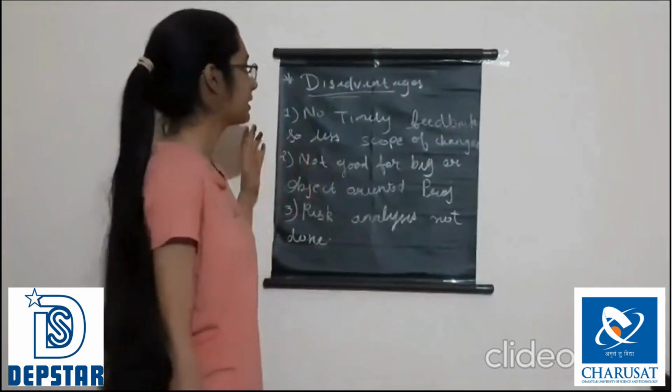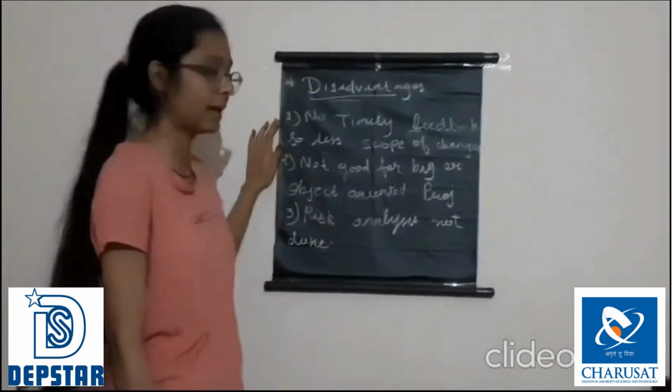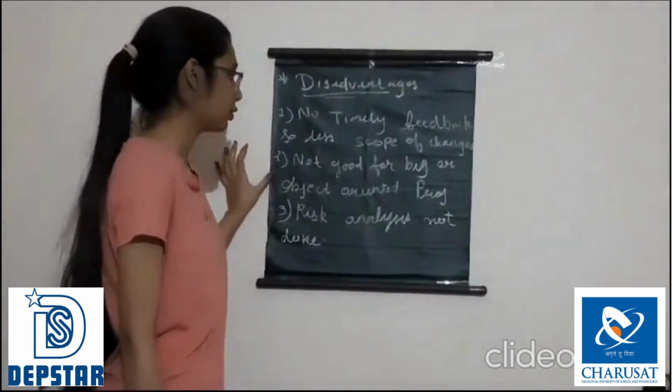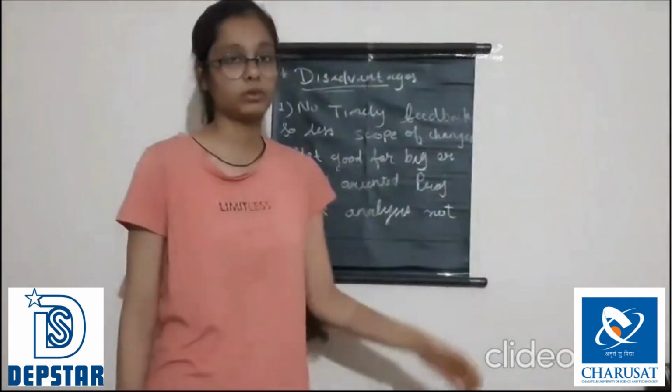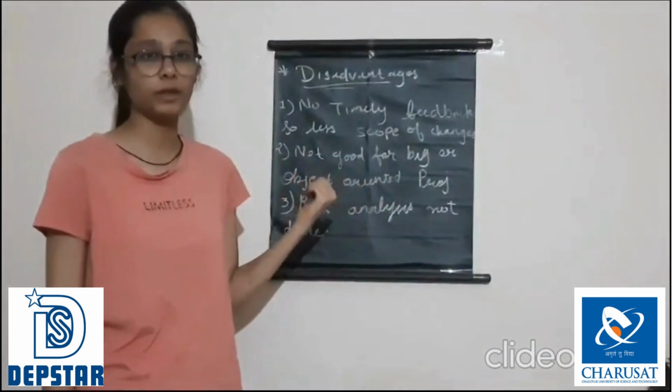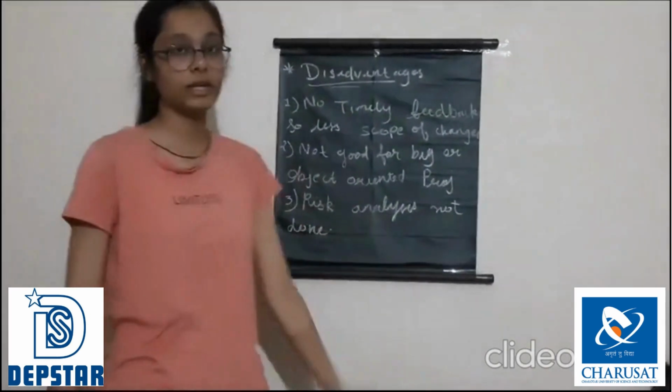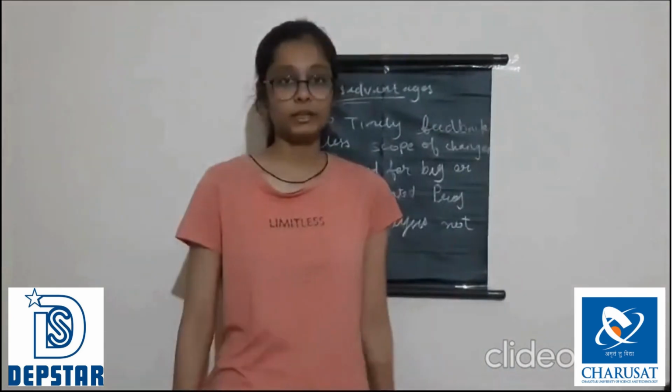These are the disadvantages of V-model. First, no timely feedback, so there is less scope for changes. Second, not good for big or object-oriented projects. Hence, V-model is only feasible for small projects. Third, risk analysis is not done. And there are even more disadvantages of V-model.